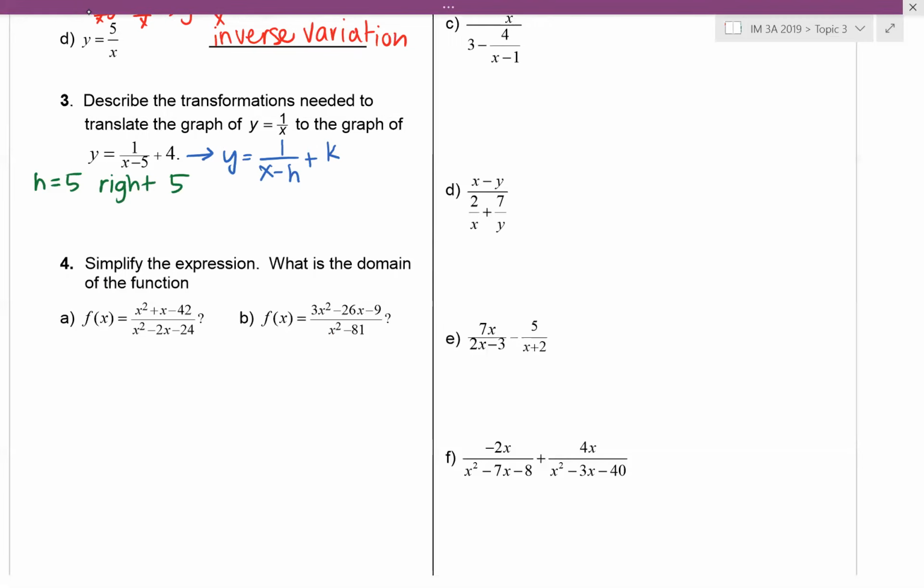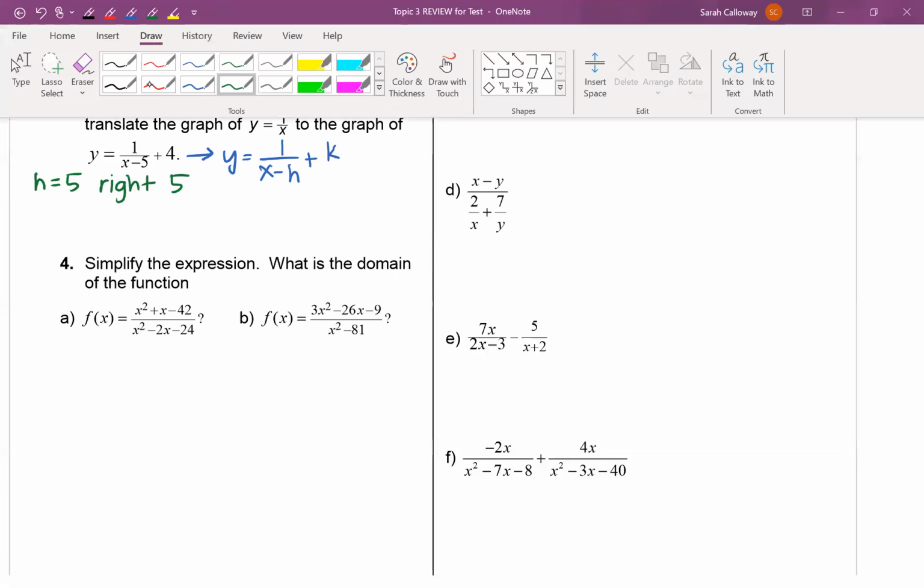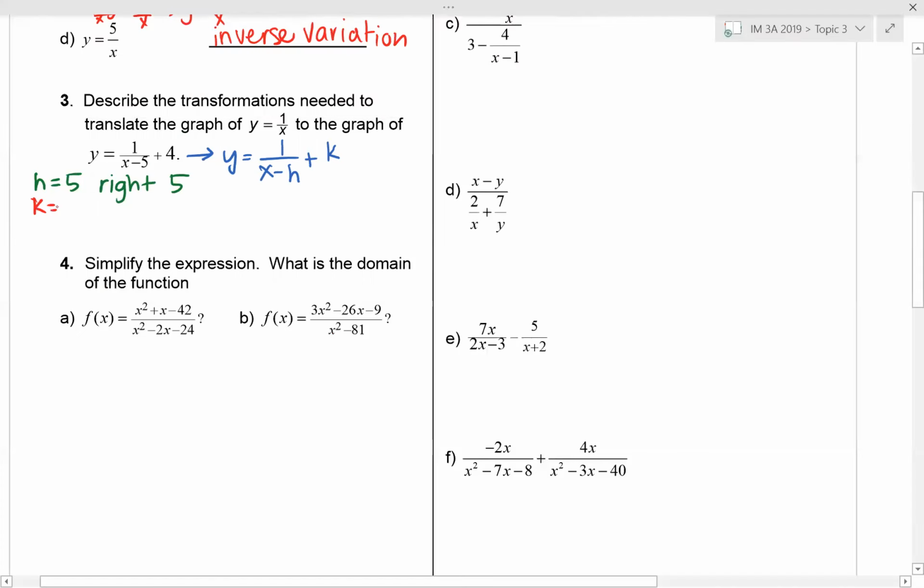and k is 4. K is 4, which means it's going up 4 units. So the transformations of y equals 1 over x to y equals 1 over x minus 5 plus 4 is that it's moving to the right 5 and up 4.